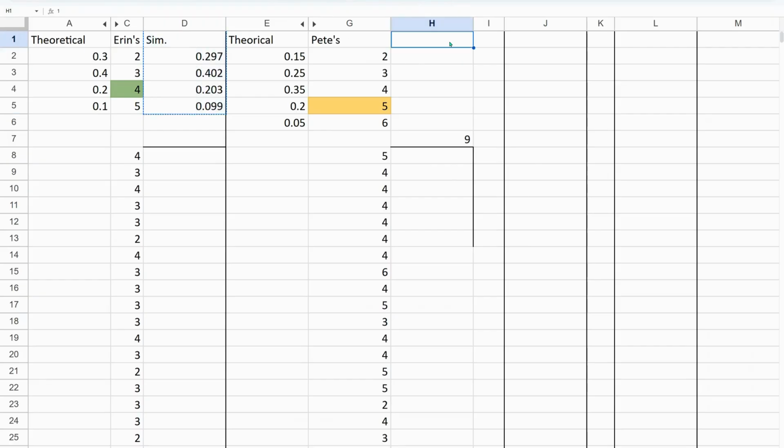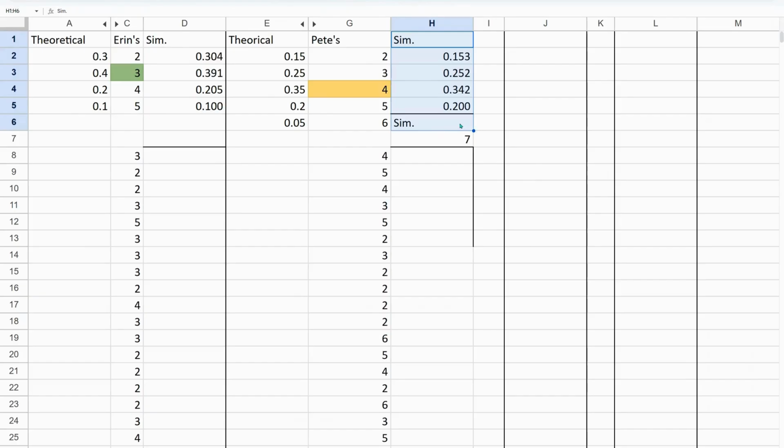And I can do the same thing with Pete. And we could see that his numbers also are pretty close. And you notice every time I make a change to this spreadsheet, it does all new random draws, and we can see that these numbers are hovering around what we expect.